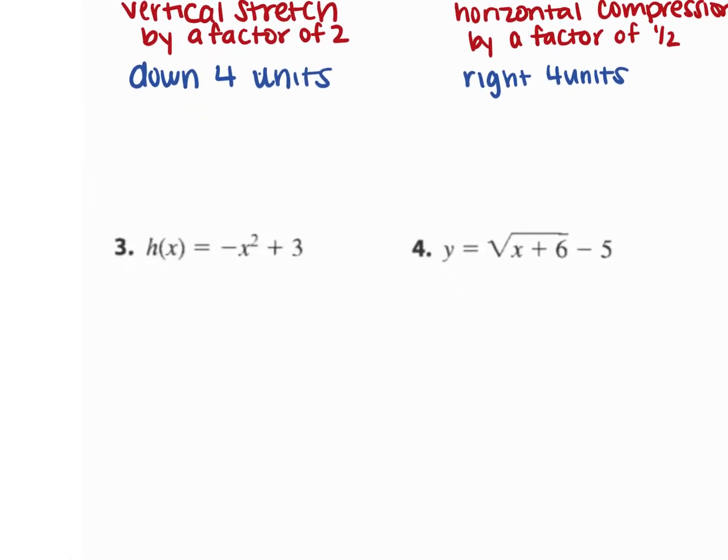For number 3, we have h of x is equal to negative x squared plus 3. First thing that we see is that negative in front of the x squared, which means that we are reflecting. It's not inside parentheses, so it's reflecting vertically up and down, so we're reflecting across the x-axis. From there, we have that plus 3. Again, that plus 3 is not in parentheses, so we're going up 3 units.